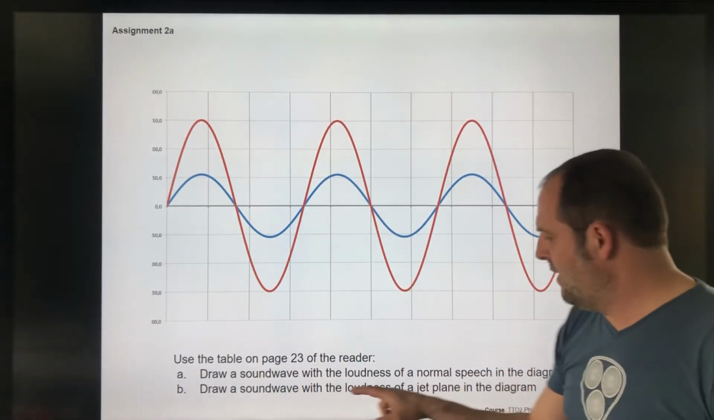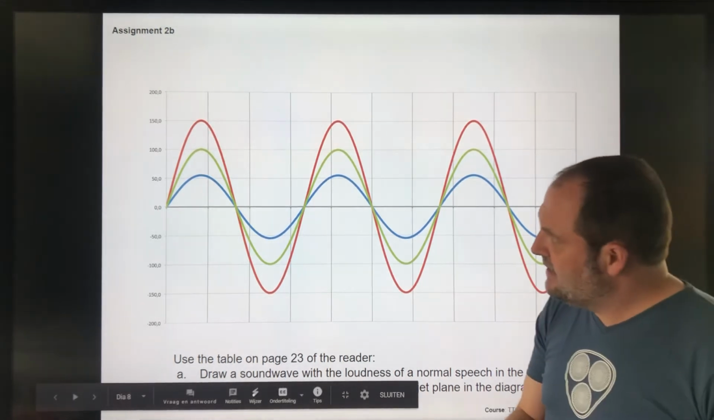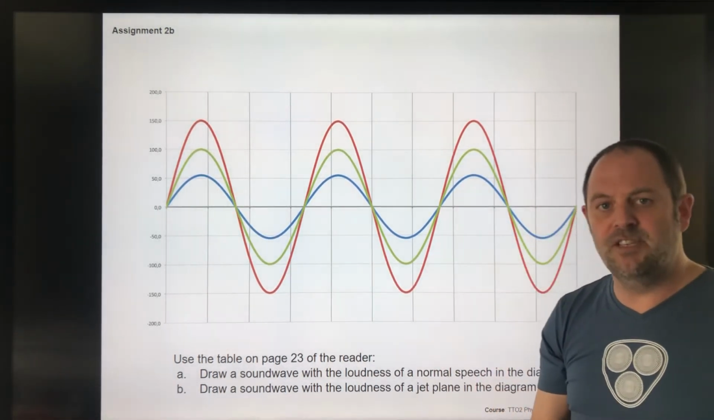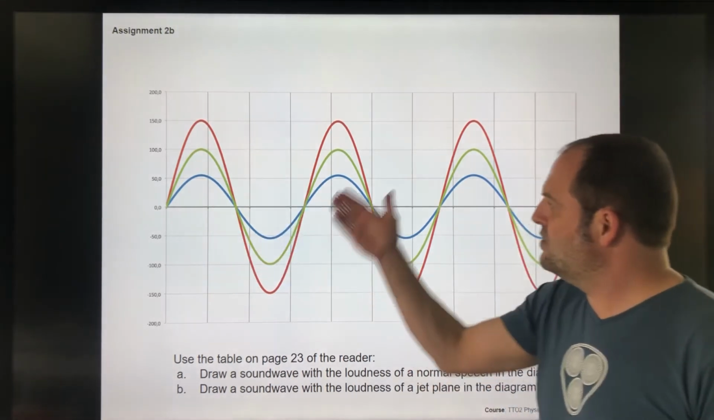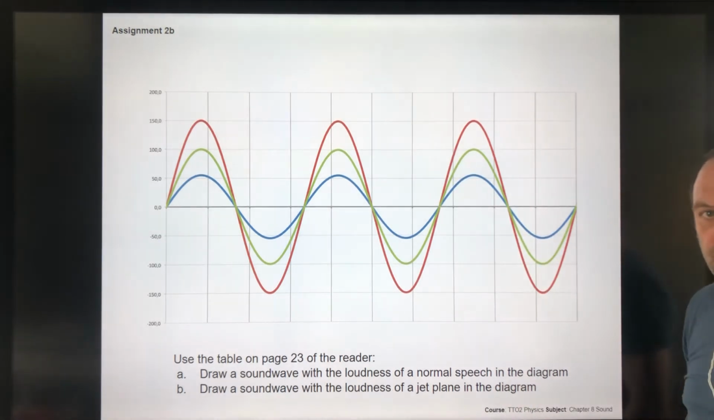Now draw a sound wave with the loudness of a jet plane. Well, the jet plane is like this. The jet plane has a loudness of 100 decibels. You should draw a graph that looks a bit like this, same frequency, but again, the volume drops a bit.